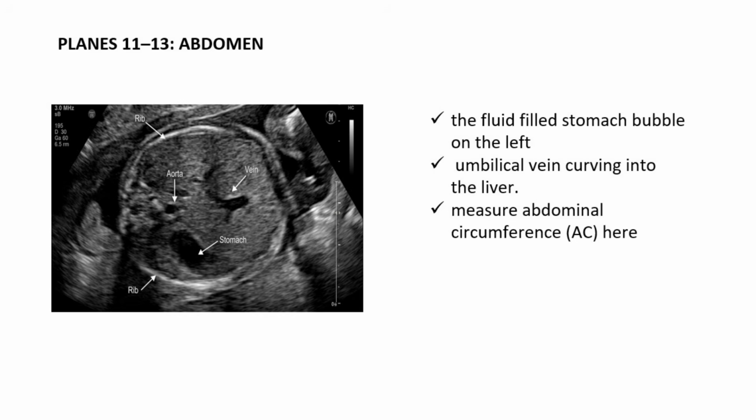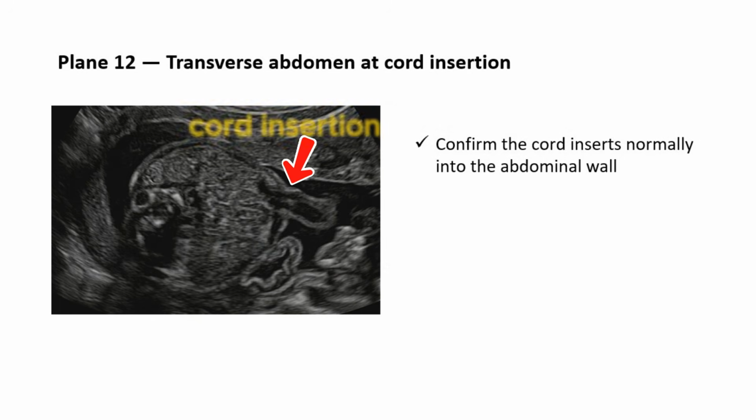Plane 12, transverse abdomen at cord insertion. Slide distally. Confirm the cord inserts normally into the abdominal wall. An abdominal wall defect, gastroschisis to the right of the cord, omphalocele involving the cord itself, should be identifiable here.